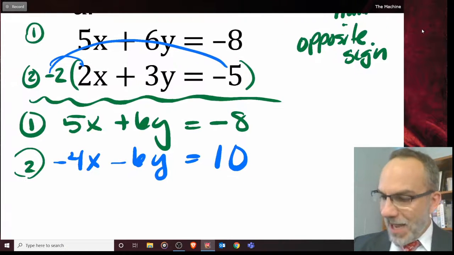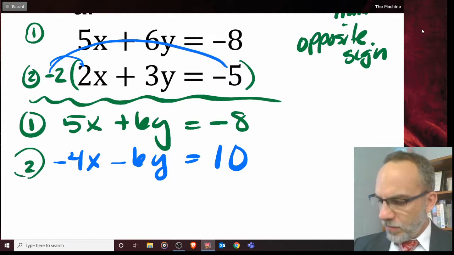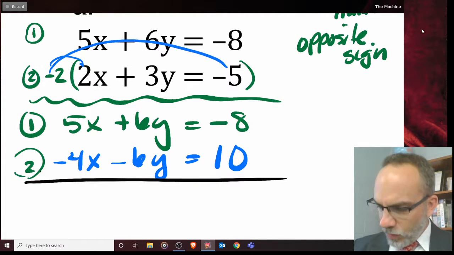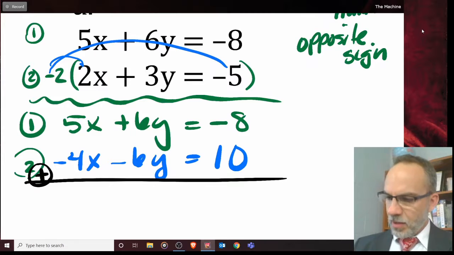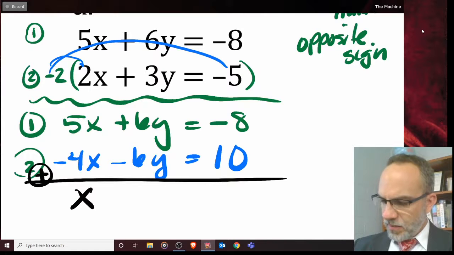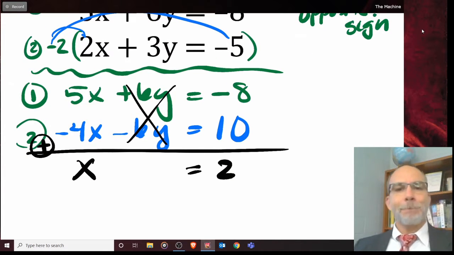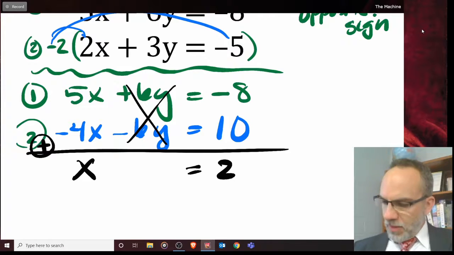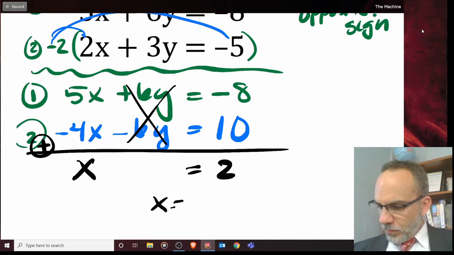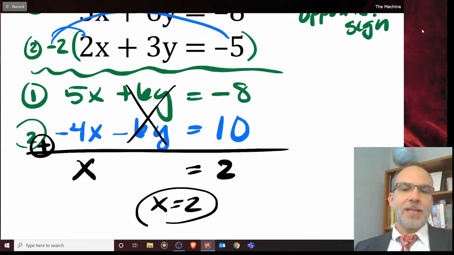Okay, now what can I do? Now I'm going to draw my horizontal line and I'm going to add these pieces together. So now coming down the column, what is a 5x minus 4x? That's just a plain old x. And notice that these cancel, okay? What do I get right there? What's a negative 8 plus 10? 2. Believe it or not, there's my x right there. x is equal to 2. Maybe it's too far apart for your comfort. All right, x is equal to 2. Good. Not done yet, because I need to find the y value.